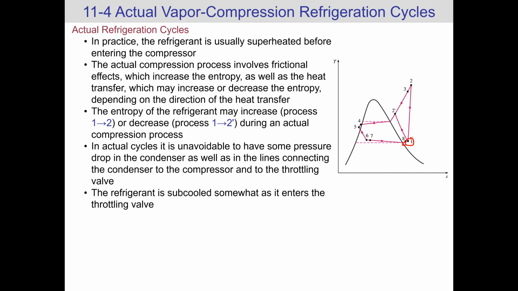In actual cycles, it is unavoidable to have some pressure drop in the condenser as well as in the lines connecting the condenser to the compressor and to the throttling valve. So the refrigerant is subcooled somewhat as it enters the throttling valve.